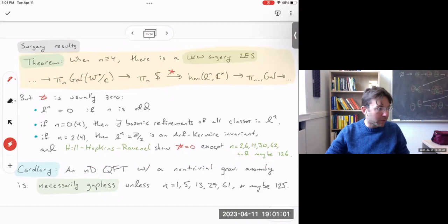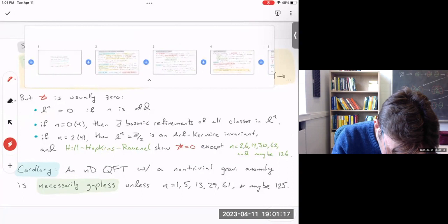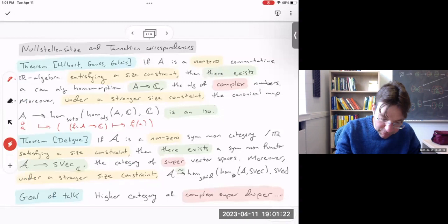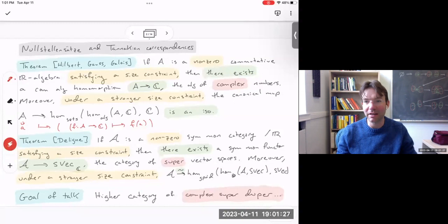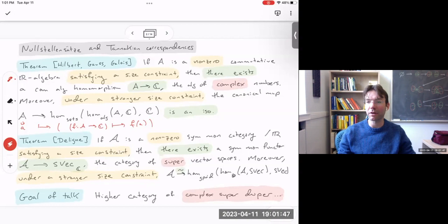Yes. What we have, in this world of higher towers, I said it very quickly on the very first slide. The Galois part of ordinary Galois theory, just for complex numbers, but I could replace R by any field and C by its Galois closure. If you have any field and its Galois closure, and you impose a very strong size constraint on your algebra, namely that the algebra be a separable commutative algebra over your field, then this map is an isomorphism. And that's a version of Galois correspondence.